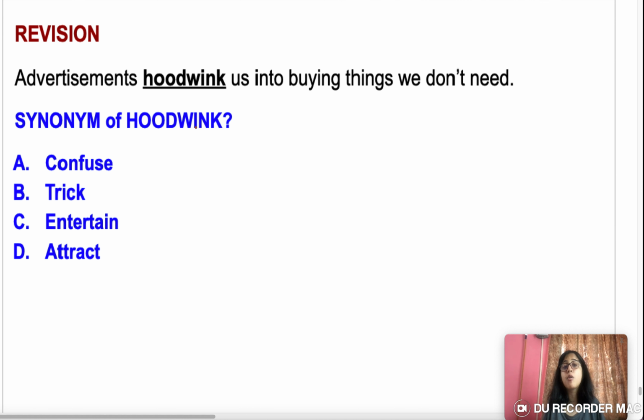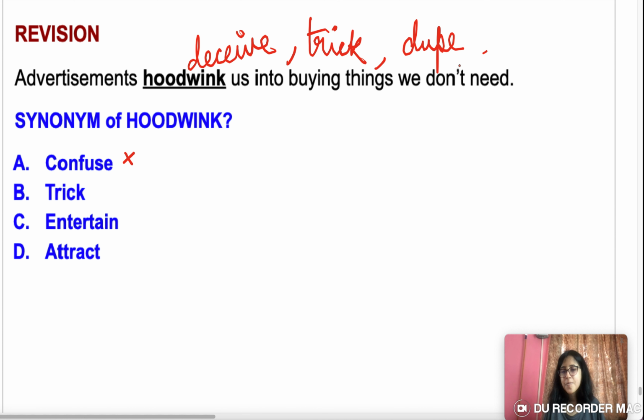So what is the synonym of hoodwink? Advertisements confuse us? No. Confuse is not a synonym. Hoodwink means deceive, trick. Then dupe, cheat. So advertisements actually deceive us. They trick us. So the right answer is trick, option B.